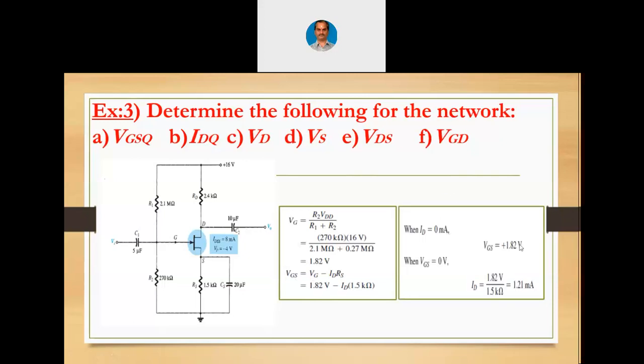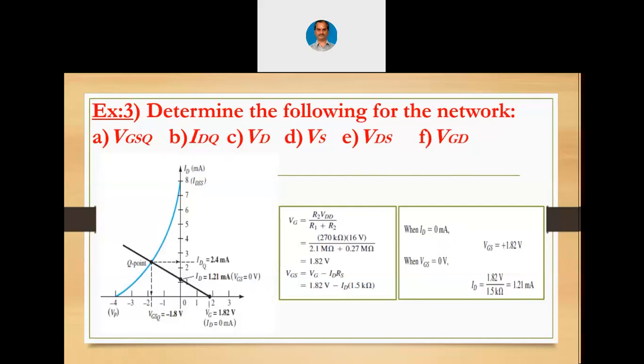So when ID equals 0 milliampere, VGS is 1.82 volts. When VGS equals 0 volts, ID equals 1.82 divided by 1.5 kilo ohms, that is 1.21 milliampere. Now we have 2 points, 1.82 and 0, then 0 and 1.21. Using these 2 values, we can plot the straight line on the transfer curve. You can see we have this transfer curve and we have plotted the straight line using these 2 points.